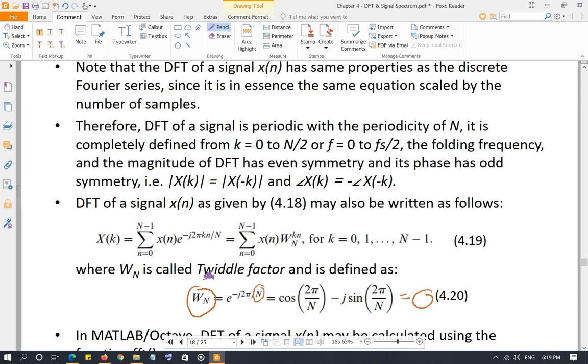So this W of N is called the twiddle factor. I don't know where this name comes from, but in your book they're calling it twiddle factor. I'm just going to go with that.